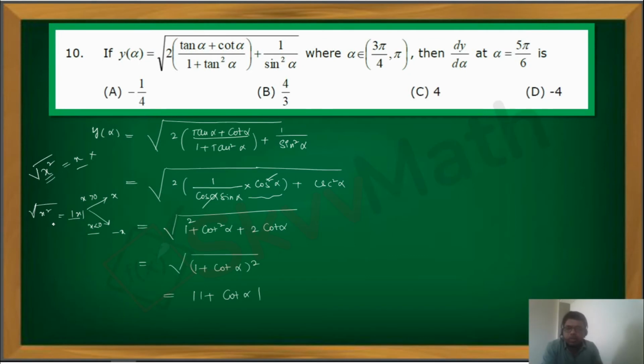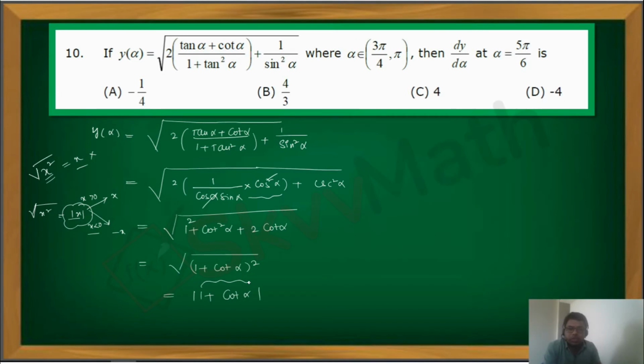The proper one, the correct one, is root of x square is what? Actually you have to write mod x. Then we have to decide whether x is positive or negative. If x is positive you write mod x is x, and if x is negative you write mod x is minus x. So that's the same thing I am going to do now. After cancelling the square root I have to write mod x.